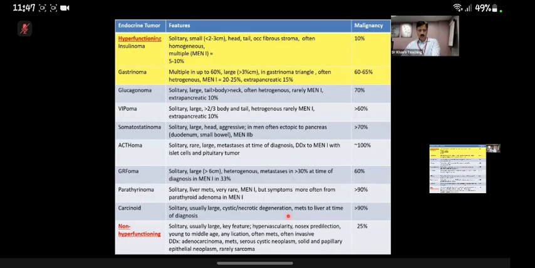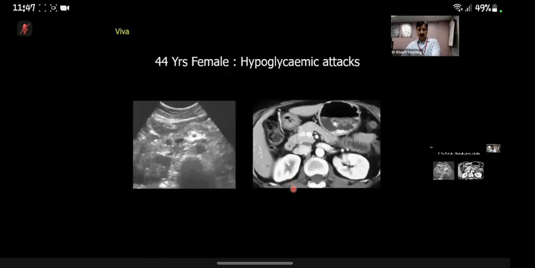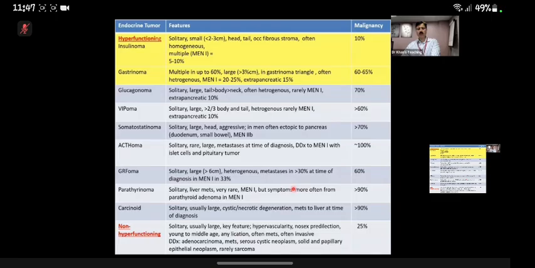Excellent. So what we have learned from this case is that there are 2 categories of tumor, one is what we call neuroendocrine tumors. They enhance. On the other hand, pancreatic carcinoma does not enhance.